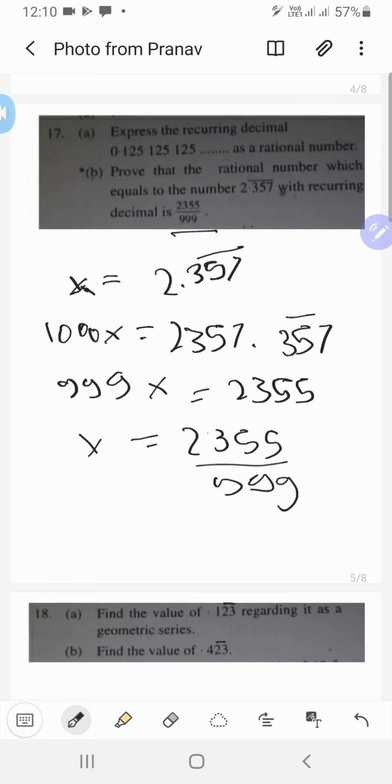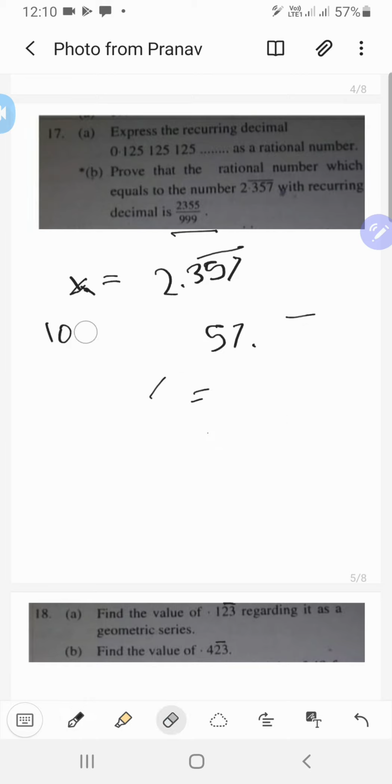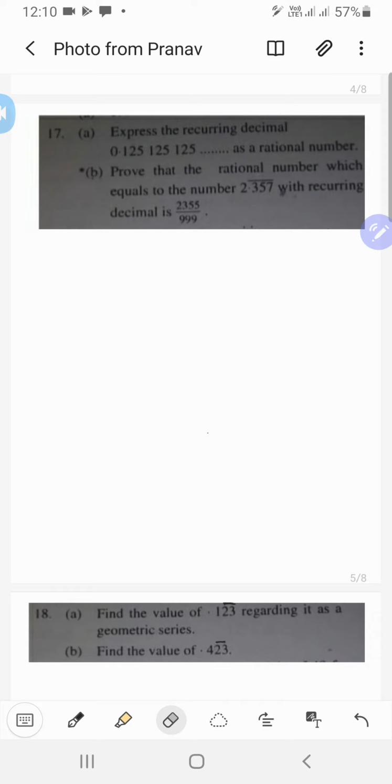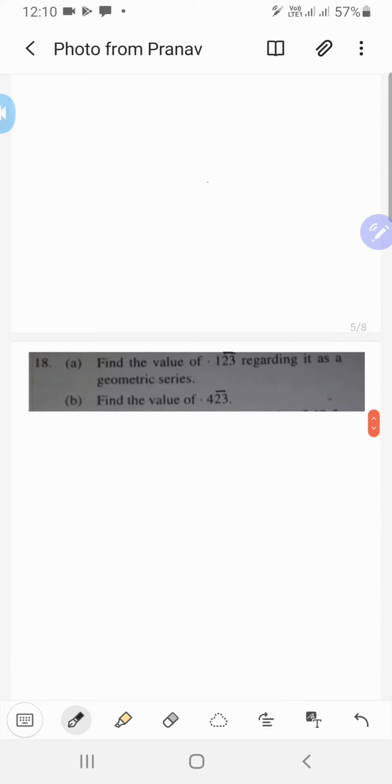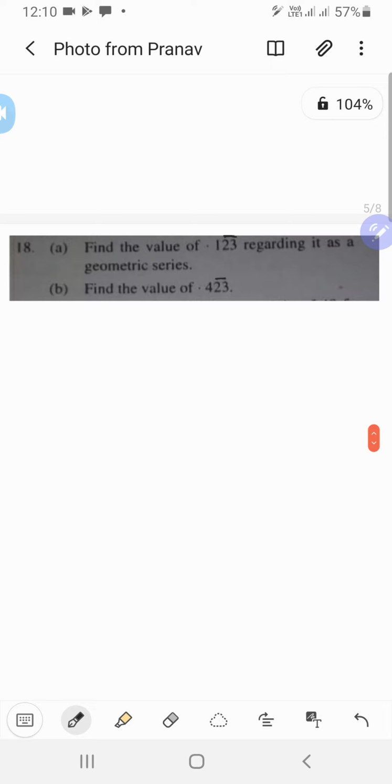So that's nice, cool. And yes, you can also do this using the sum of an infinite geometric series, but I don't think that's necessary. Okay, so next we have to find the value of 0.123 recurring as a geometric series. Oh, so they want us to write it in terms of a geometric series.